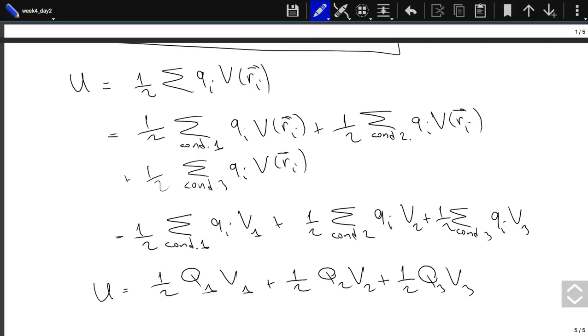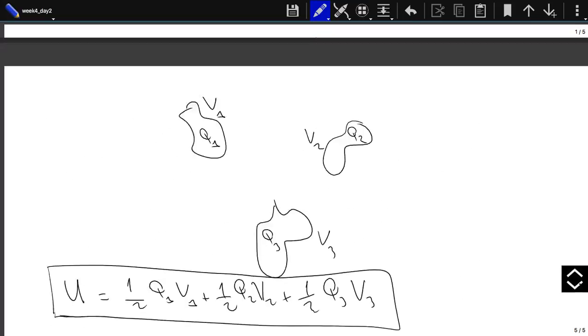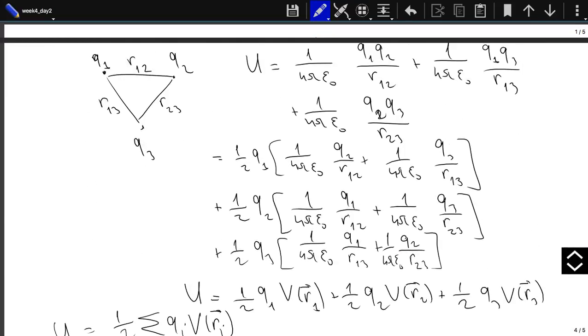There is one catch. There is one thing that you should pay attention to. In writing these expressions, this V of r1 is the potential created at the position of charge 1. It is created by the other charges, by charges Q2 and Q3. This one is the potential created by the other charges, Q1 and Q3, and this V(r3) is the potential created by Q1 and Q2. But I didn't make that distinction over here.